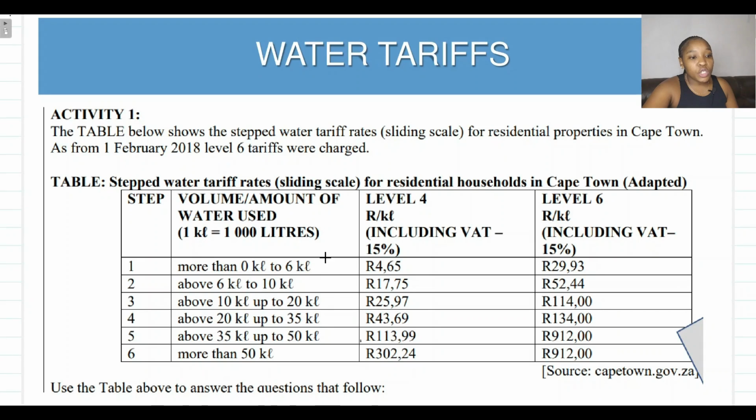We are basically told or given the volume or the amount of water that is used. We are told that this is the level 4, or what is the tariff that is basically charged. So the rands per kiloliter that are charged, including the 15% VAT. And we're also given the level 6 tariffs, which are the rands per kiloliter, and it also includes that 15% VAT.